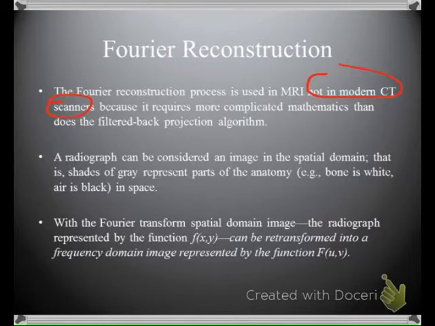A radiograph can be considered an image in the spatial domain, that is, shades of gray represent parts of the anatomy, such as bone is white, air is black, and it exists in space. With the Fourier transformation, the spatial domain image, the radiograph represented by the function f of x and y, can be transformed into a frequency domain image represented by the function F of u and v.